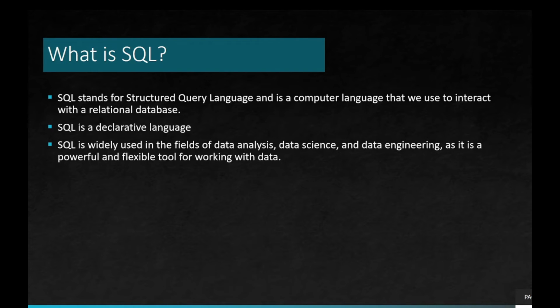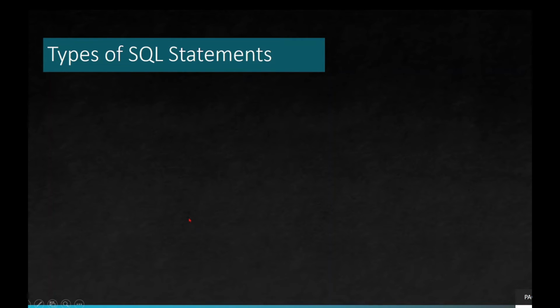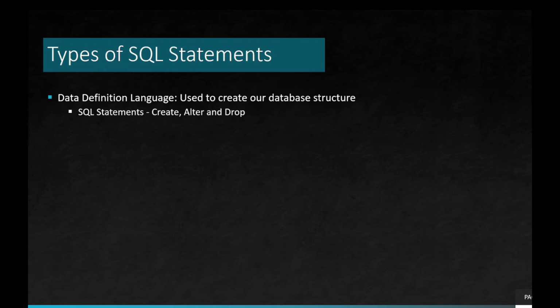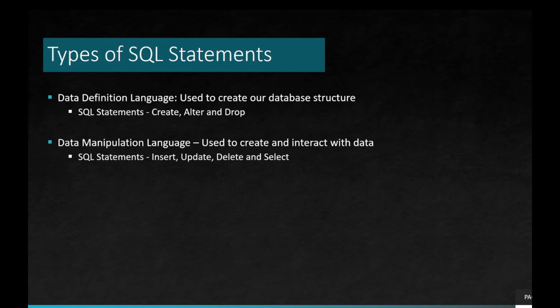In the next lecture, we're going to be taking a look at the different types of SQL statements. There are four main types of SQL statements. The first type we have is the data definition language, often referred to as DDL statements. These statements are used to create the structure of our database. These SQL statements are typically create, alter, and drop commands. The next set we have is data manipulation language, often referred to as DML. These commands manipulate data within the database. So this is typically your insert, update, delete, and select statements.